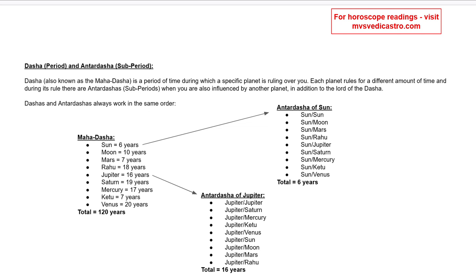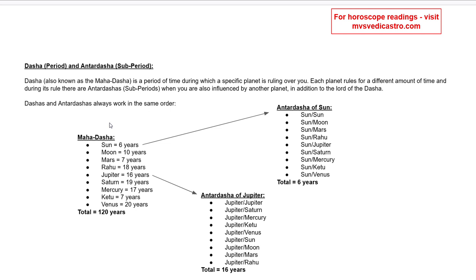How do Antardashas work? So let's say Sun is ruling over you currently for 6 years. During this 6-year period, each of the other planets will influence Sun and you during this time. And each of those periods vary depending on that planet's overall time frame. There are ways to calculate it. You don't necessarily need to learn the calculation. When you go and create your own birth chart, this information is generally made available.